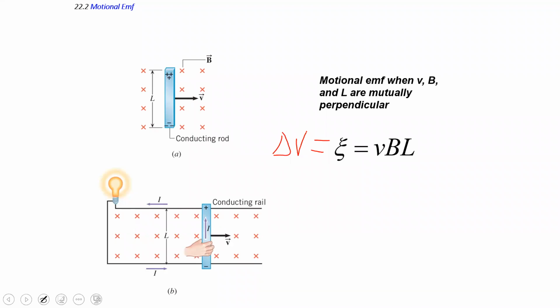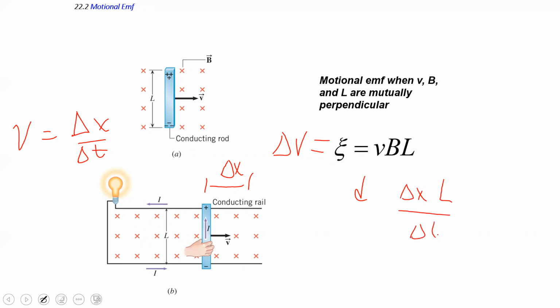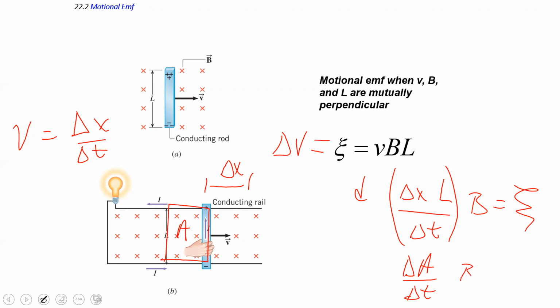So briefly here, all right, we have that the velocity is going to be the distance it moves over time. So this distance is going to be our delta x. All right, so we can put that in. So delta x times L over delta t times B. All right, so delta x times L, right? We have a box in essence that is like this. So this bit is the change in area over time times B.